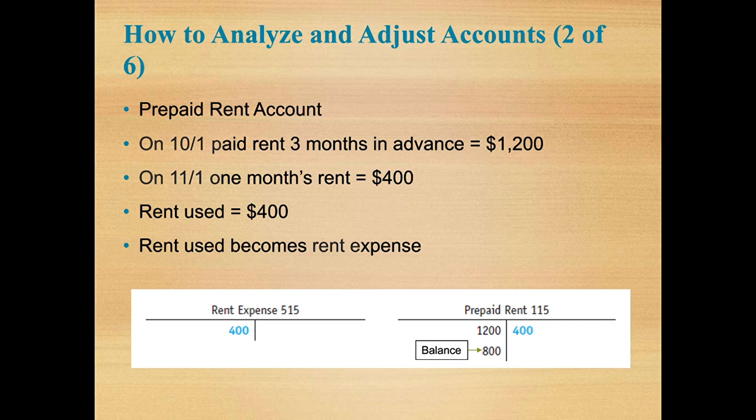So on November 30th, I will say I used $400 for the month of November. And now rent will become rent expense for $400. I would debit rent expense $400 and I would credit prepaid rent because I want to bring prepaid rent down to the proper balance of $800. Now I only have 2 months sitting in my prepaid rent account.